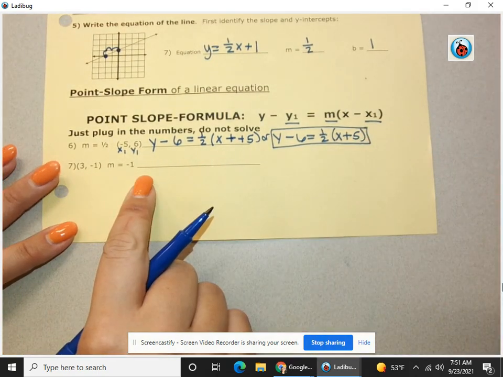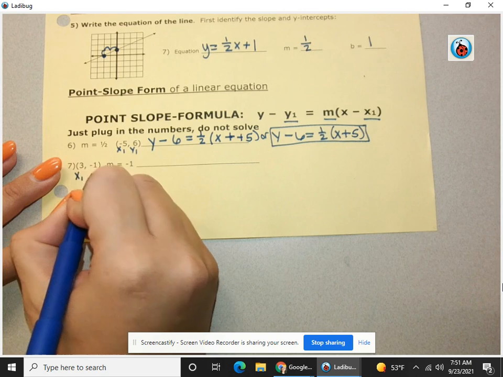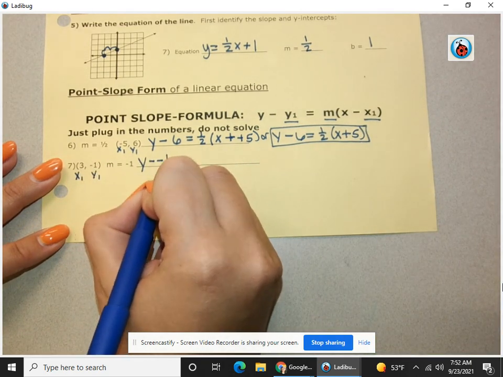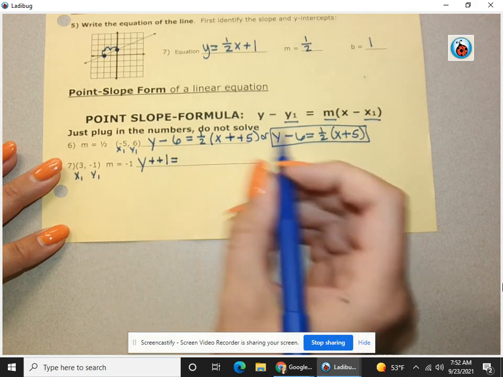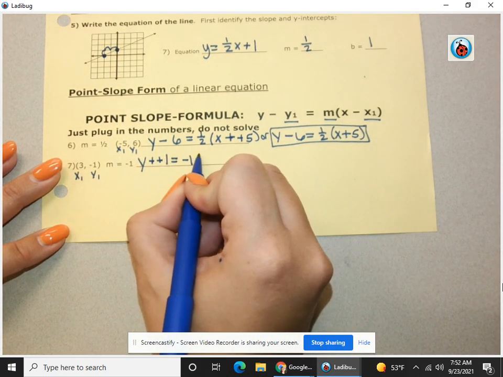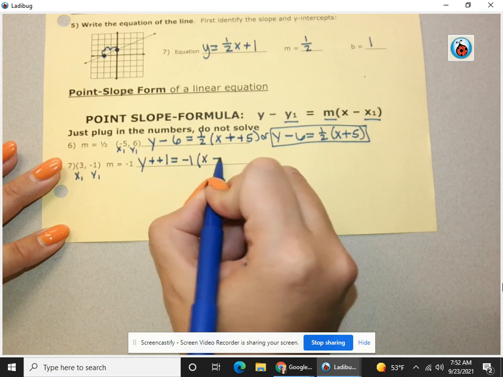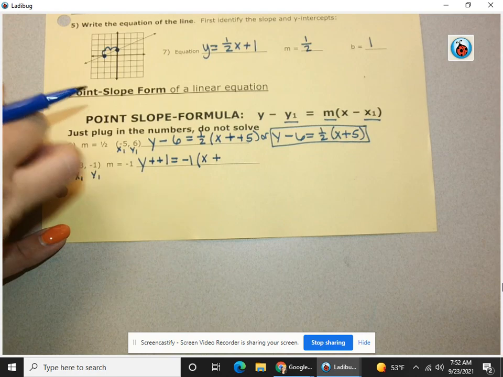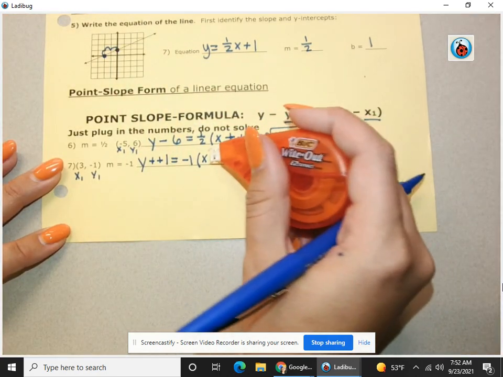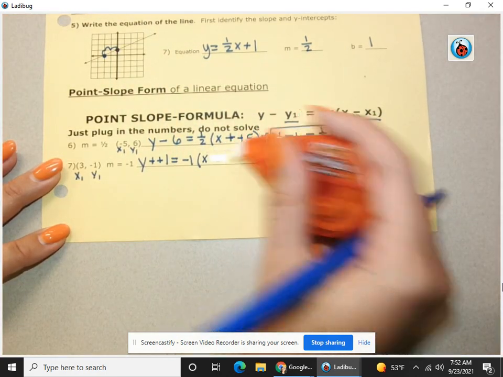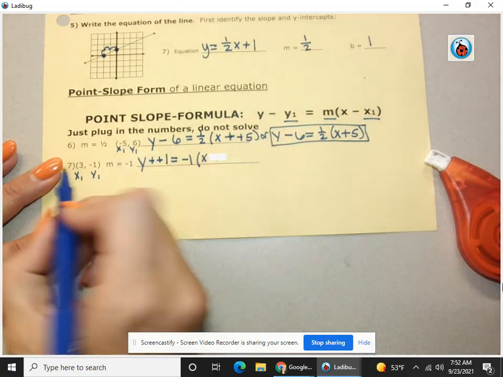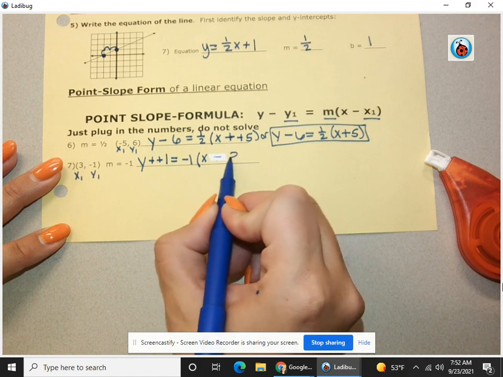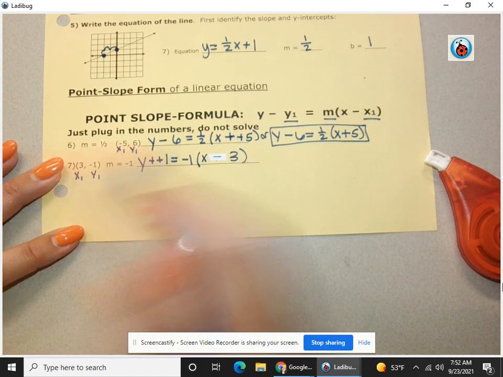When I'm looking at number 7, I do the same thing, x1, y1. So y minus a -1, which makes it a positive, equals my slope, which is -1, times x minus, I put plus there, mind me no harm. This should be minus because my formula is always minus. So even though my 3 is positive, my formula says minus, so that's what I have to put.